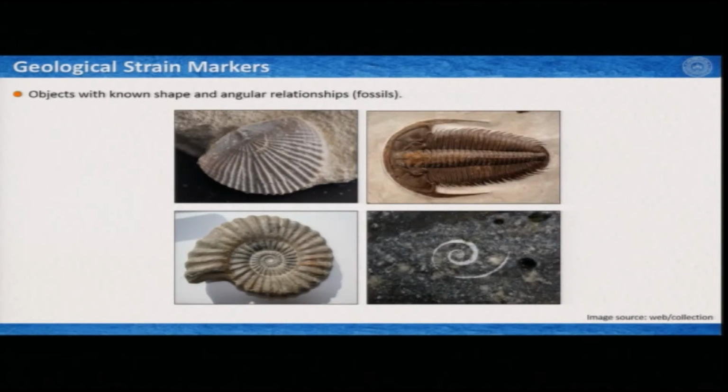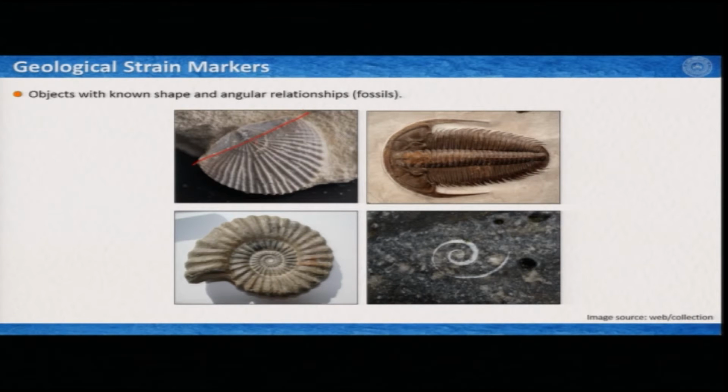And the next one is, of course, if you have some objects of known shape and their angular relationships, and here we mostly use fossils. The first one you see is an image of a fossil. The creature is a bivalve known as a brachiopod. This is an extinct one, and brachiopods were prolific on the earth in the Paleozoic time. So you can see that it has a sort of bilateral symmetry.